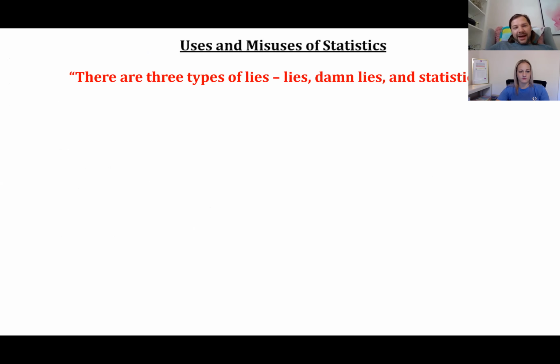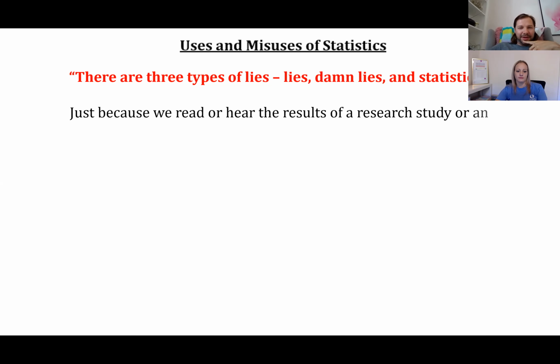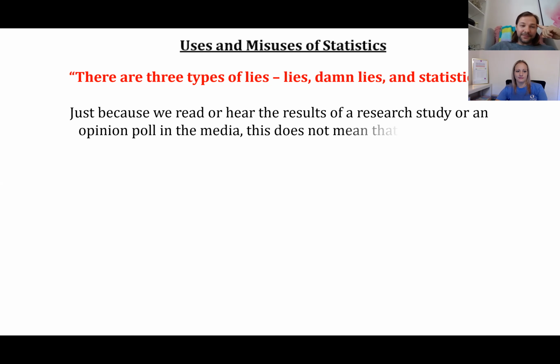All right, we're going to go through this pretty quickly, but it's important. There are three types of lies: lies, damn lies, and statistics. Some people attribute that to Mark Twain, but I think it's actually an anonymous quote that predates him.